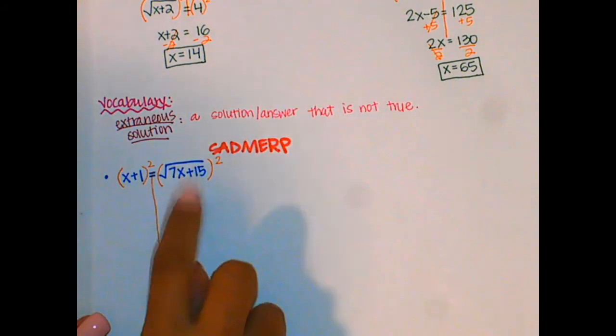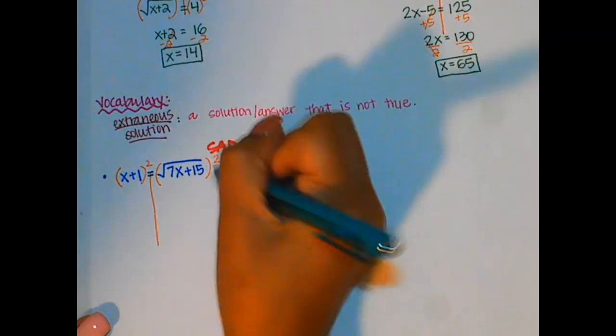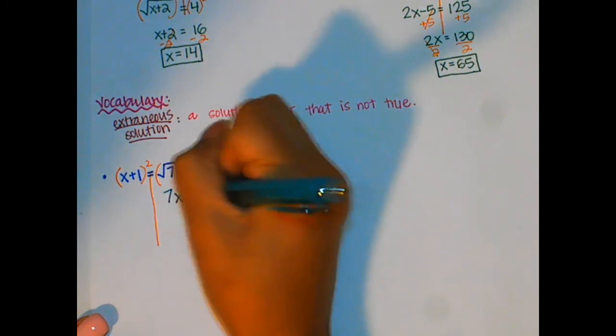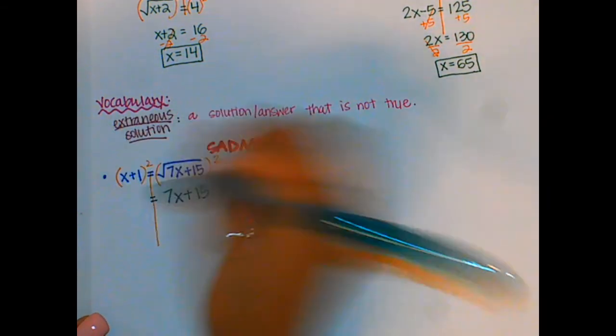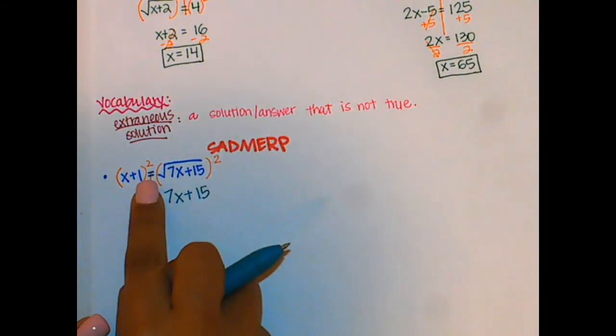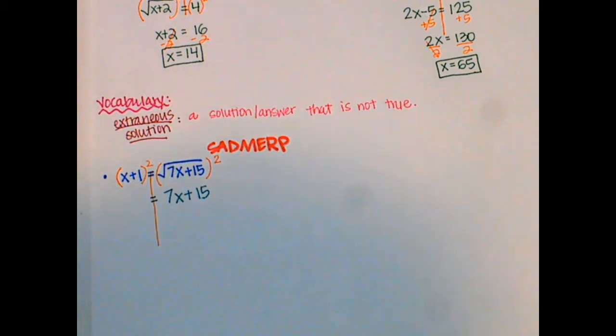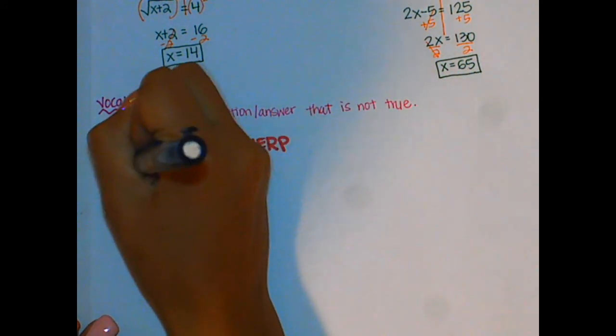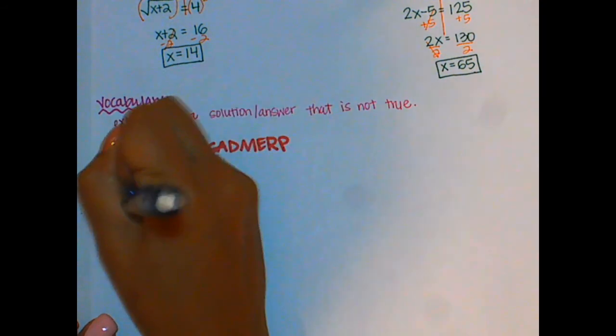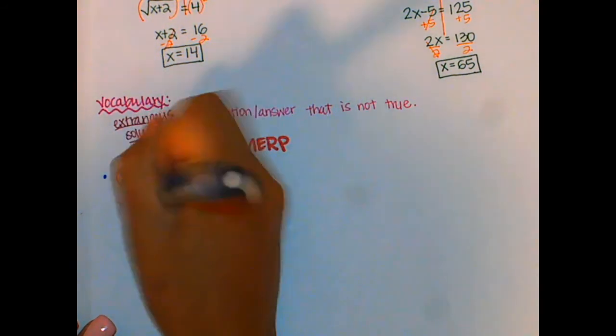Now on one side, I am left with 7x plus 15. And on the other side, I am left with x plus 1 squared. Now, a common mistake that I see here is that people want to say x squared plus 1. Now, I'm going to write this part in pencil because that's not right. What most people do is they want to take this 2 and they want to distribute it to each one, and they would say x squared plus 1 squared, which is 1.